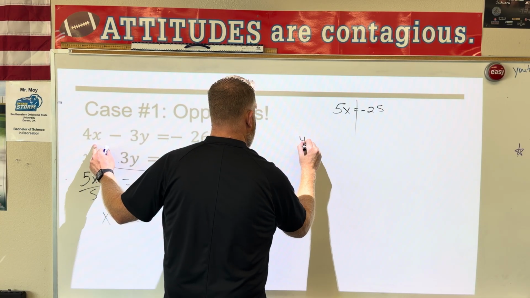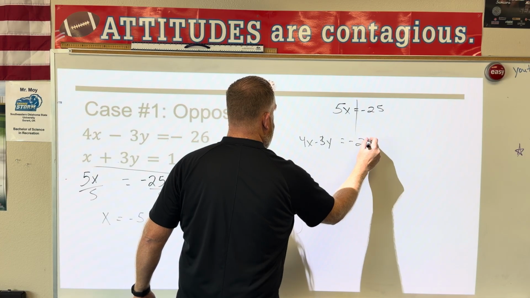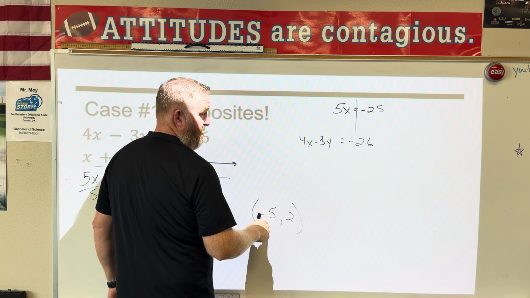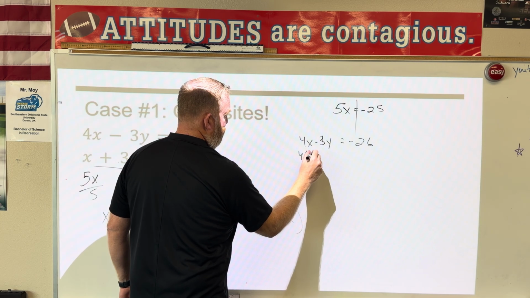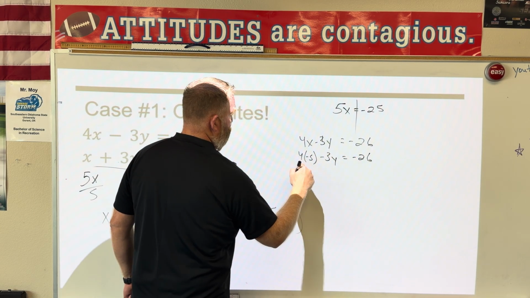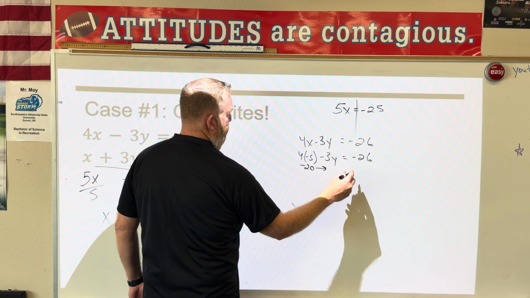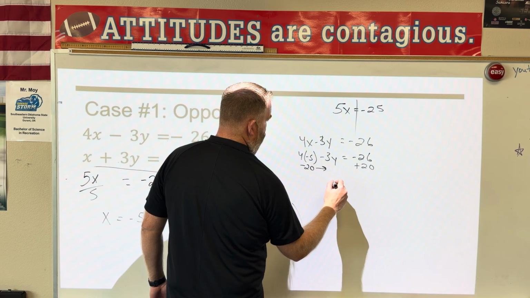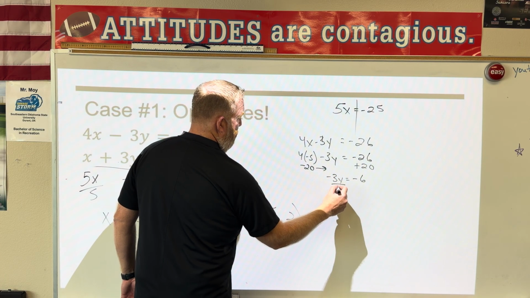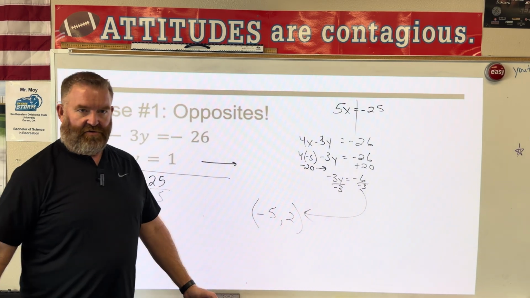You've got 4x minus 3y equals negative 26, right? What is x? Negative 5. So I'm going to go 4 times negative 5. Yes? Minus 3y equals negative 26. What's 4 times negative 5? Negative 20. So when I move it, negative 20 becomes a positive 20. So now I've got negative 3y equals, that's negative 6, right? Divide by negative 3, divide by negative 3. Two negatives make a positive 2.